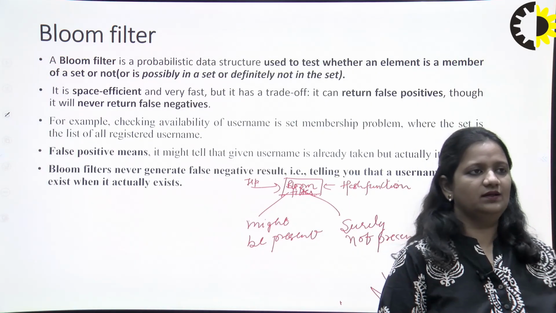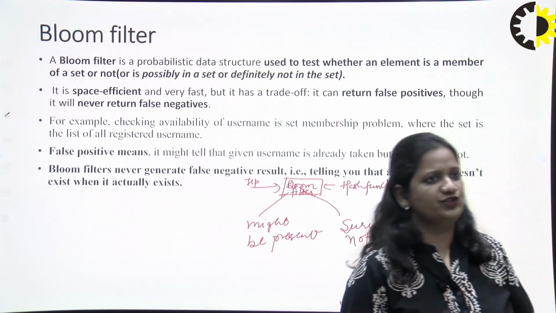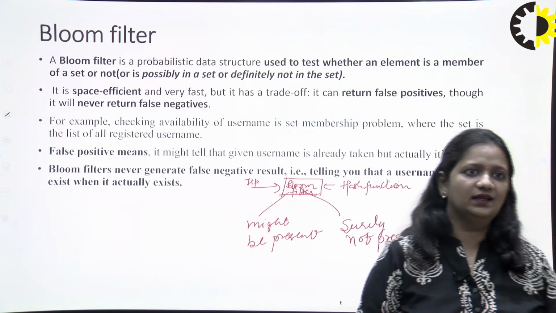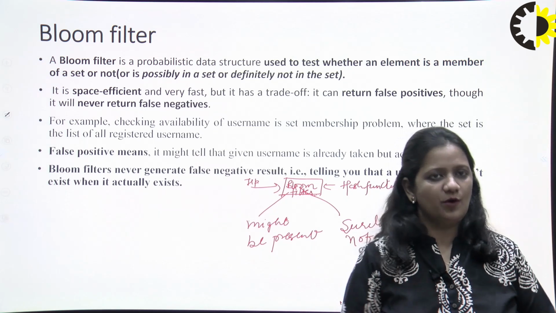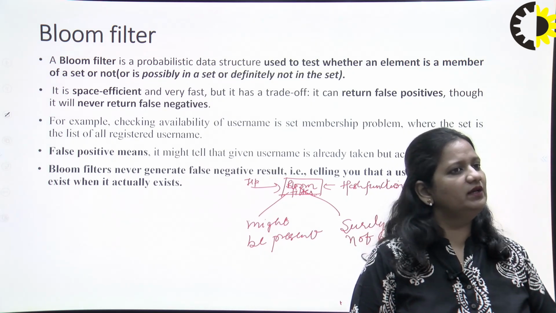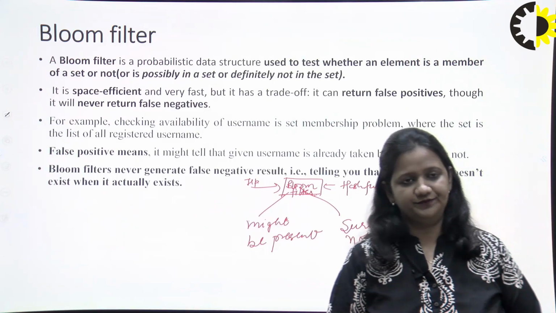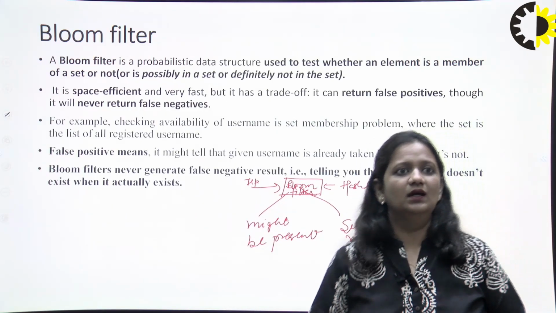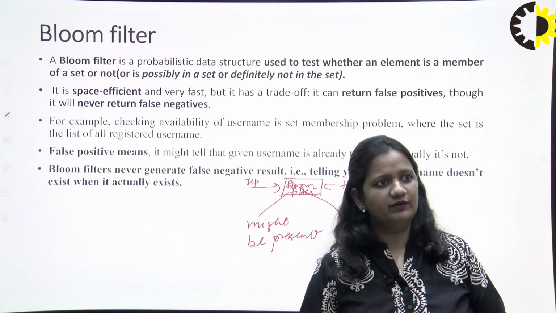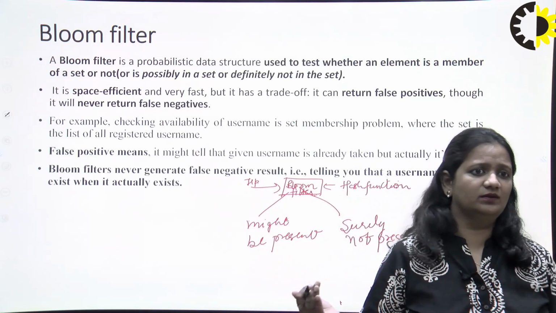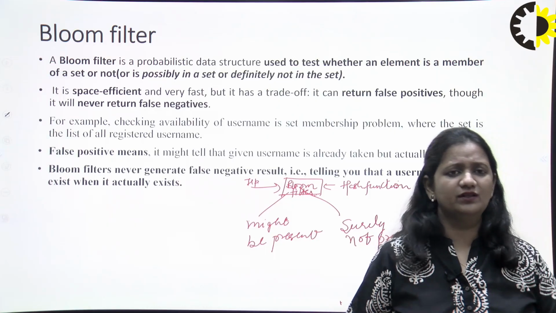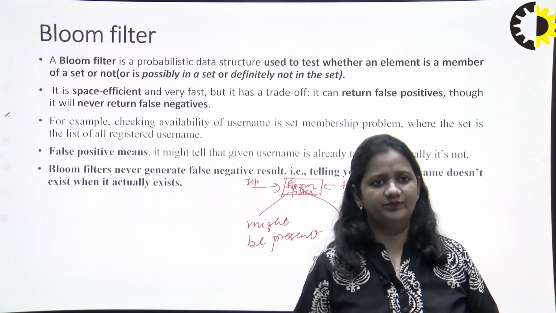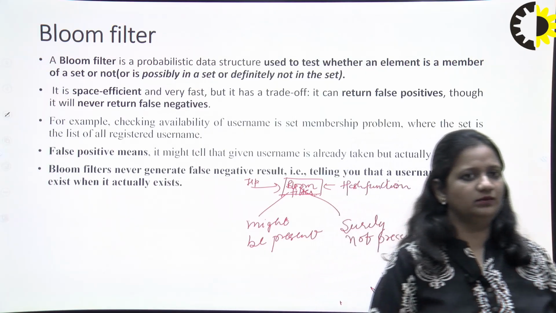It is space efficient and very fast, but it is a trade-off. It can return a false positive, though it will never return a false negative. Might be present means it can return a false positive, and surely not present means it never returns a false negative. What is a false positive and a false negative? Let us understand what the terms mean.